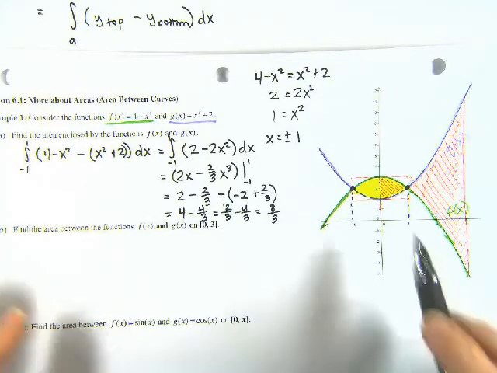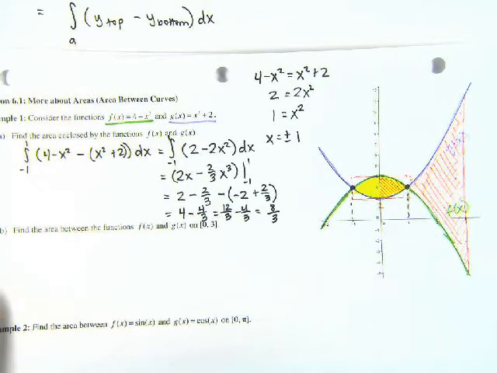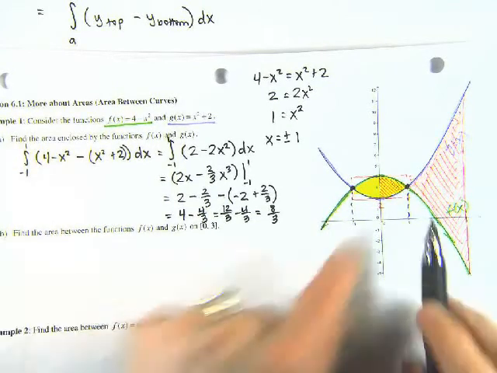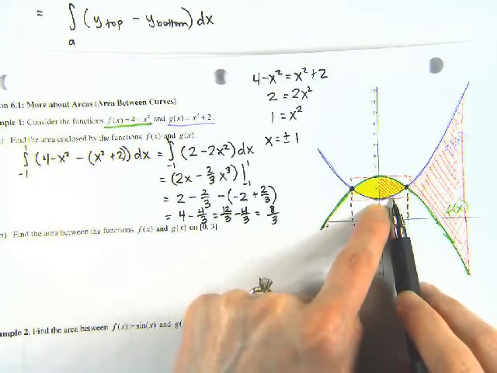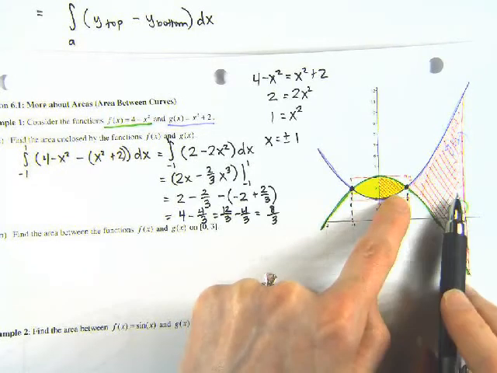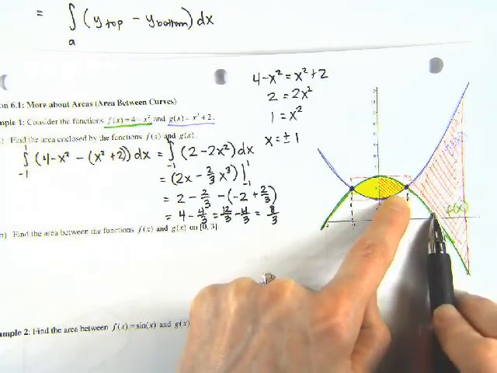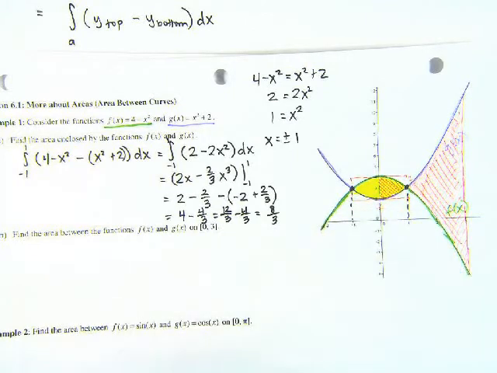The problem is that at 1, the top and bottom curves switch, right? So from 0 to 1, the green curve's on top and the purple curve's on bottom. But then from 1 to 3, the purple curve's on top and the green one's on bottom. So if I were just to approach this with one or the other, whichever one on top, whichever one on bottom for the entire interval, I'd end up probably taking away area that I don't want to.